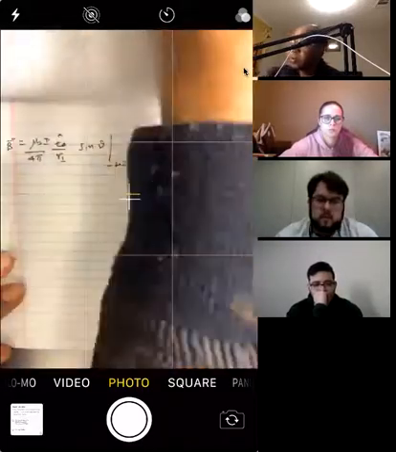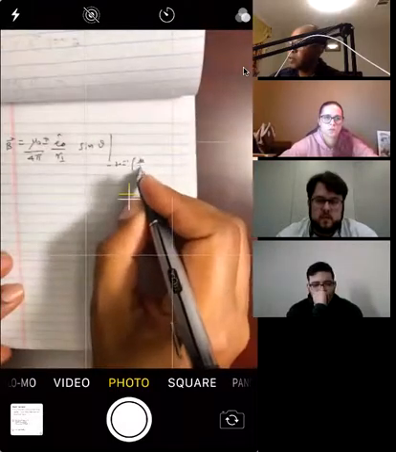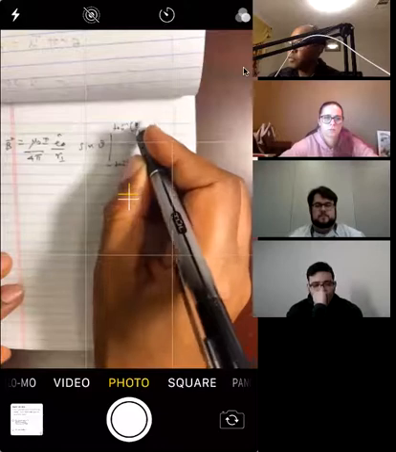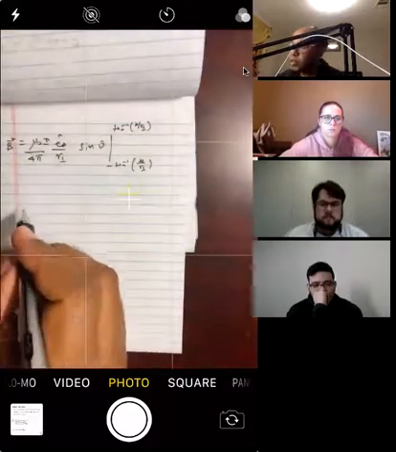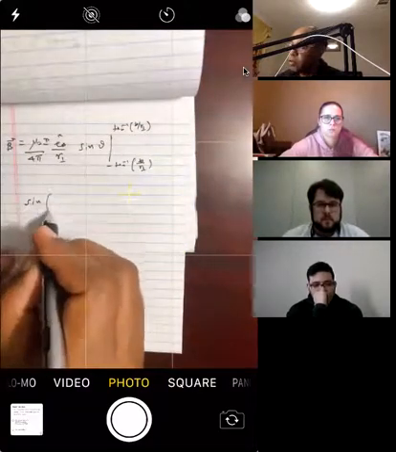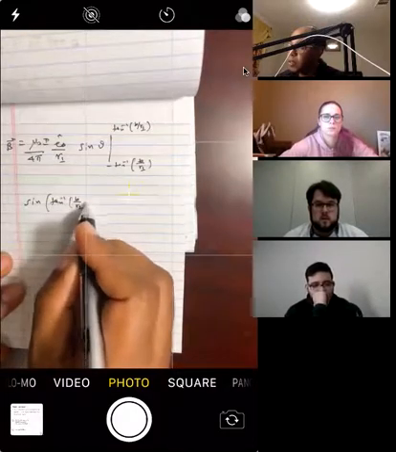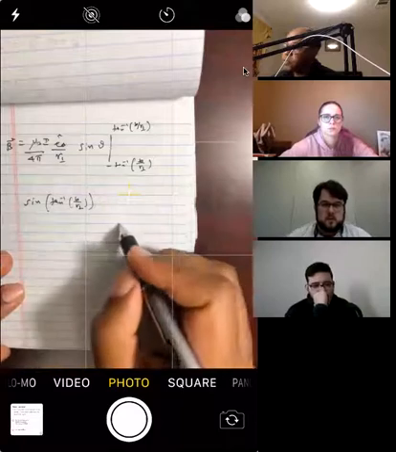B over r perpendicular equals tan inverse of b over r perpendicular. Okay, so let's calculate this one: sine of tan inverse of b over r perpendicular. How would you go about it? We can use this right angle triangle.